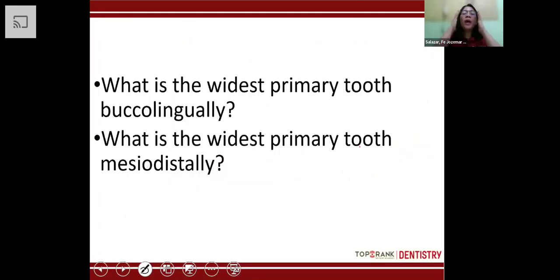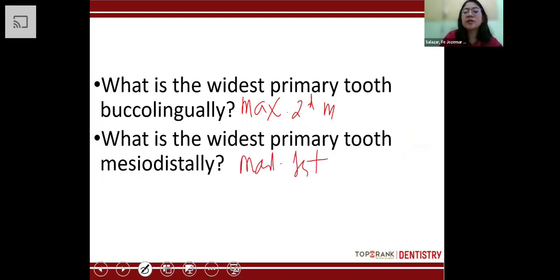Now, what is the widest primary tooth buccolingually? The widest primary tooth buccolingually is your maxillary second molar. But the widest primary tooth mesiodistally is your mandibular first molar. Yes, very good. So the largest primary tooth is actually your maxillary second molar.